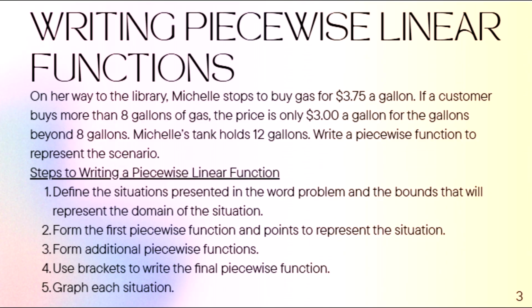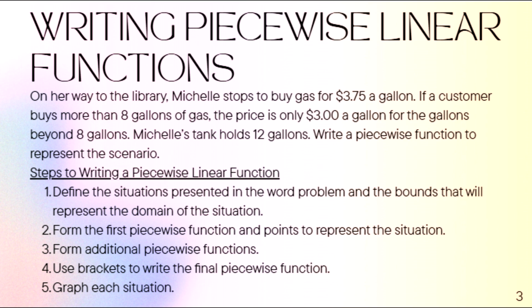Writing piecewise linear functions. On her way to the library, Michelle stops to buy gas for $3.75 a gallon. If a customer buys more than 8 gallons of gas, the price is only $3 a gallon for the gallons beyond 8 gallons. This is something they keep going back to in these problems. I have never seen a gas station that lowers the price when you buy more gallons, ever. I don't think this is a real thing. Michelle's tank holds 12 gallons. Write a piecewise function to represent the scenario.